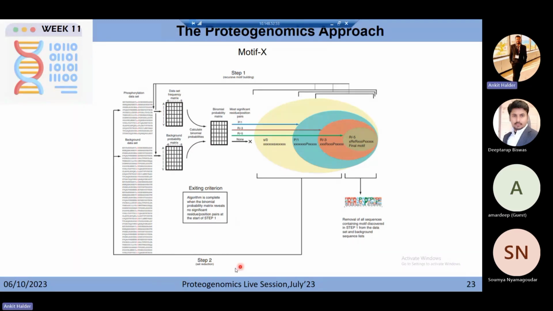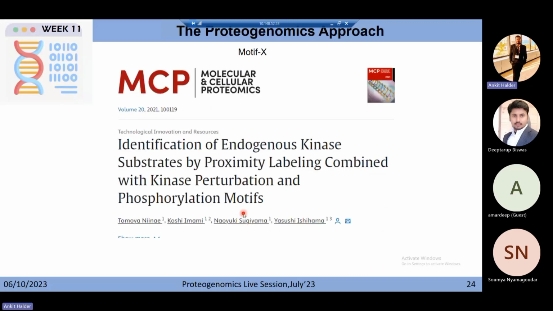Then step two is the set reduction. You will continuously reduce the set. The algorithm is complete when the binomial probability matrix reveals no significant residue. When there is no significant residue left, it will automatically exit and be finalized. So this is a way through which you can find out how phosphorylation will be affecting the kinases for the particular motifs. I am hopeful that you get some idea regarding these things.